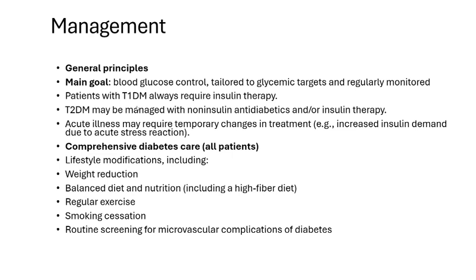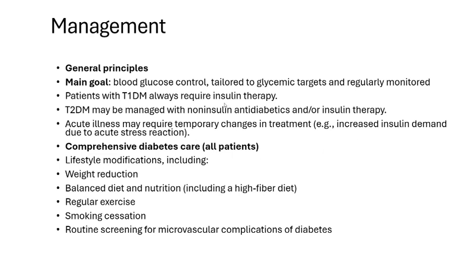Next, the patients with type 1 diabetes always require insulin therapy. They need insulin therapy. Next, type 2 diabetes can be managed by non-insulin anti-diabetics. They can be managed by non-insulin anti-diabetics, but type 1 diabetes needs insulin therapy. And acute illness may require temporary changes in treatment, like increased insulin demand due to acute stress reaction.